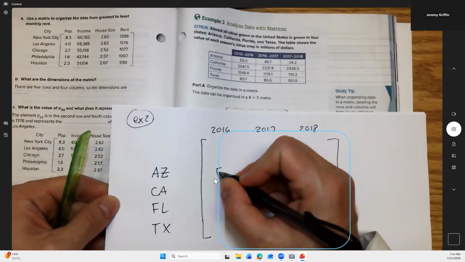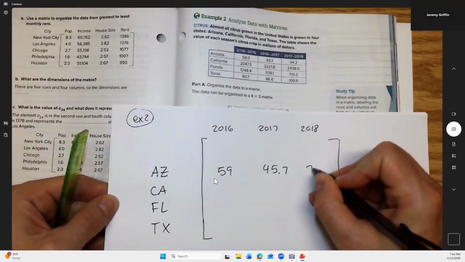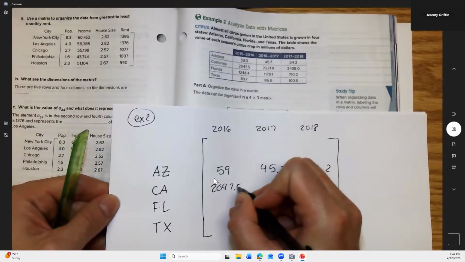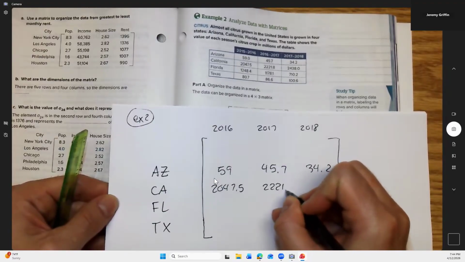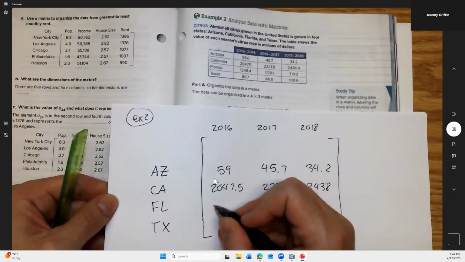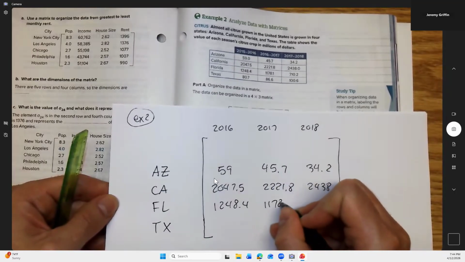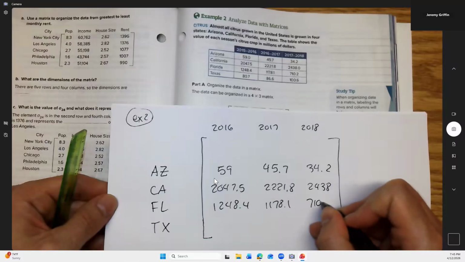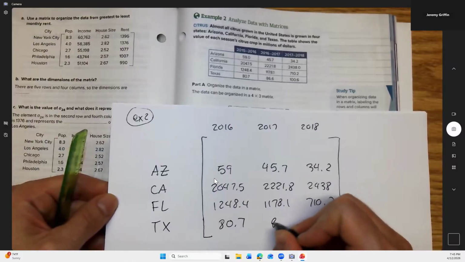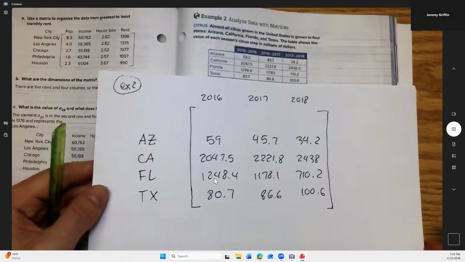Okay, so we got 59, 45.7, 34.2, right, 20, 47.5, 22, 21.8, 24, 38, 12, 48, 4, 11, 78, 1, 7, 10, 2, 87, 86, 6, 106. Right. So there's the matrix. Right?